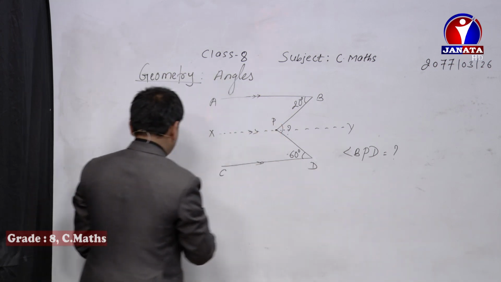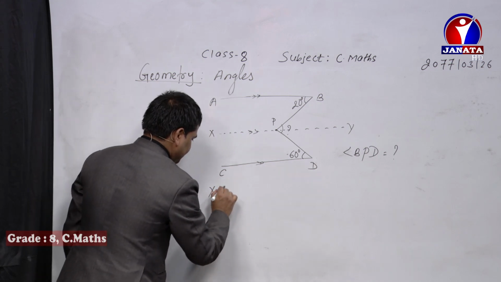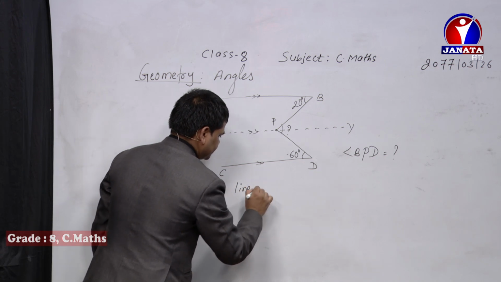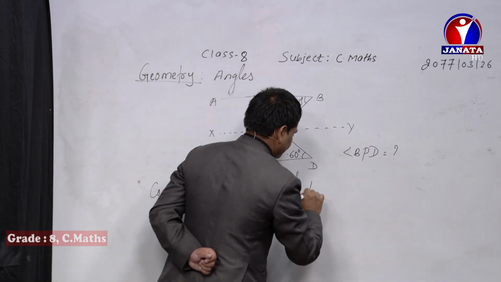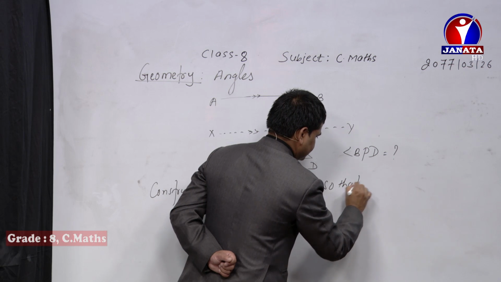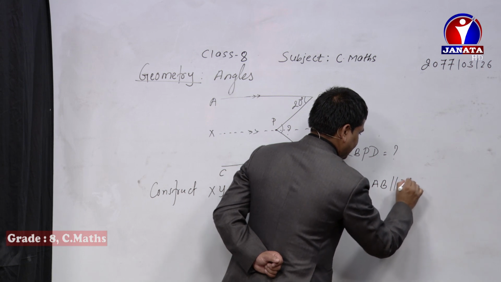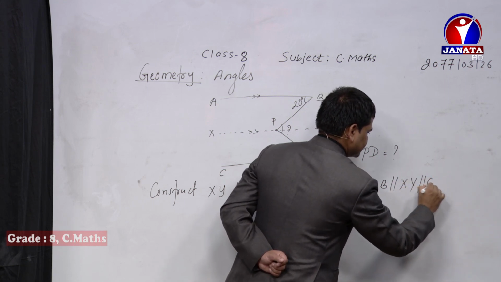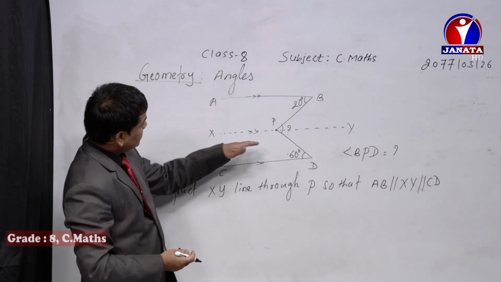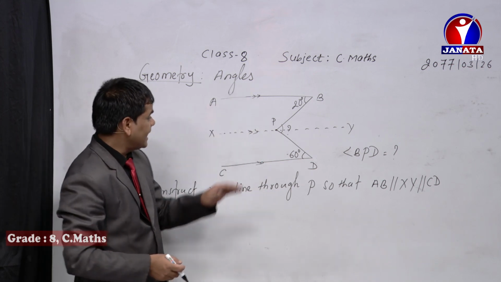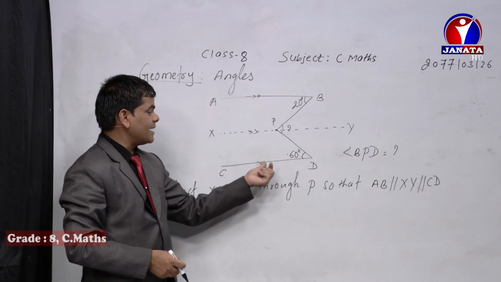That means what we have to write is: construct XY line through P so that AB is parallel to XY, which is parallel to CD. In that way. Okay, that means there are three parallel lines. Already in the question there were two parallel lines. Now another one is added through point P, a straight line which becomes parallel to AB as well as CD.